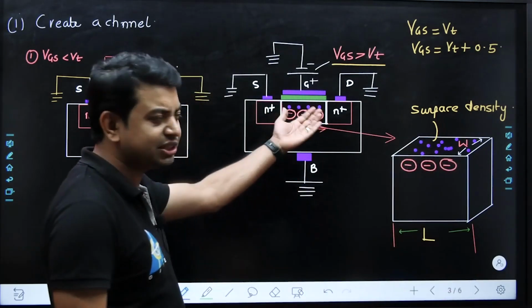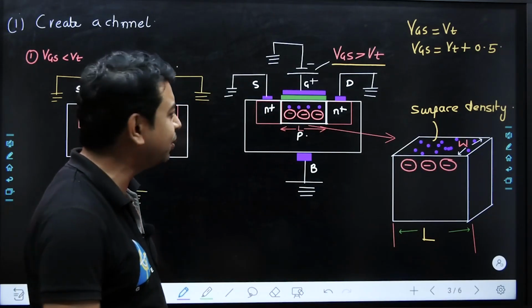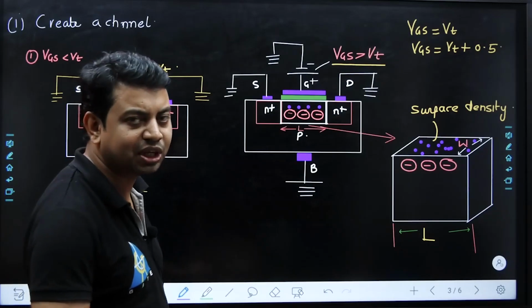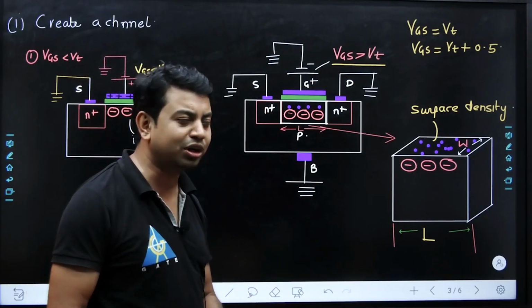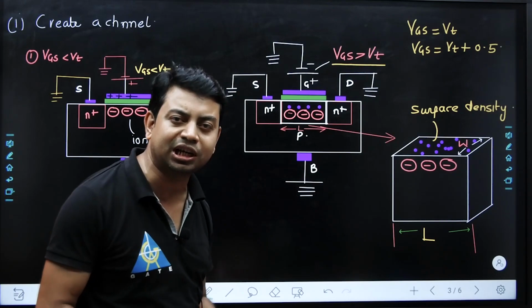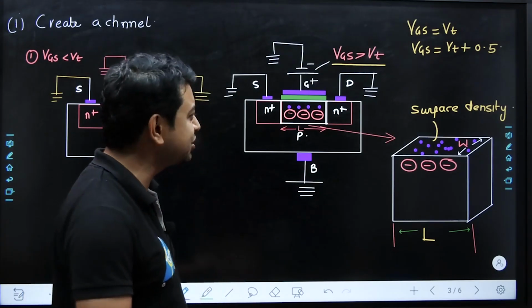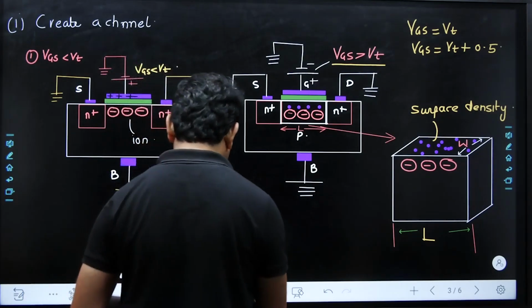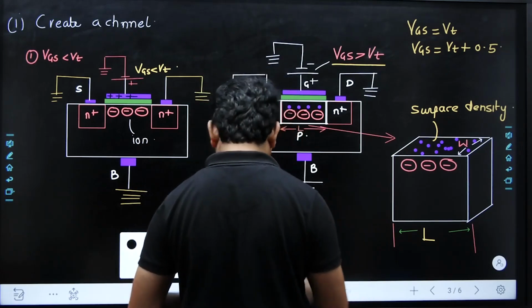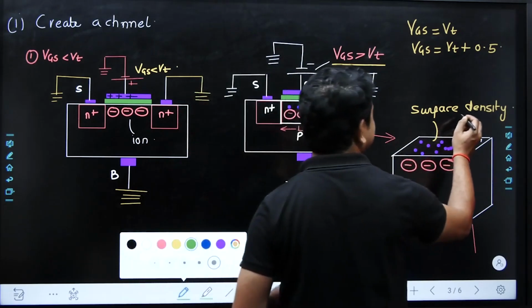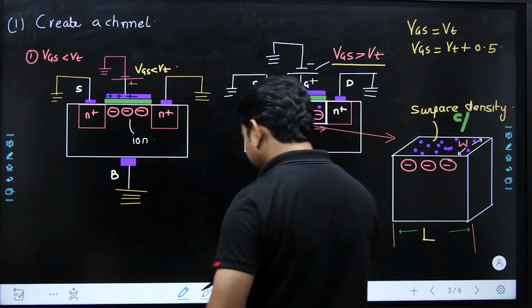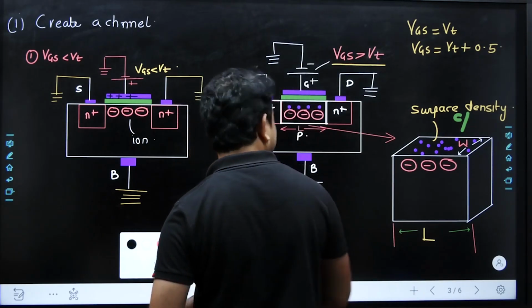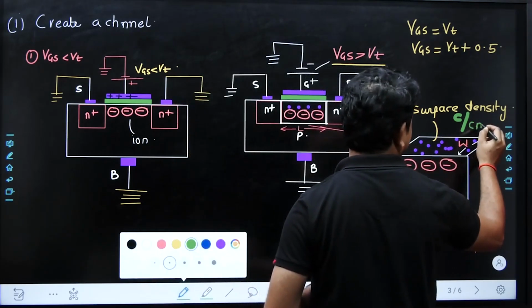So if we increase the gate terminal voltage above and above, we are having on the surface of the semiconductor more and more number of electrons, that can be calculated by a particular unit which is known as surface density, and this surface density of electrons can be written by a unit, coulomb per centimeter cube, not centimeter cube, it is actually centimeter square.